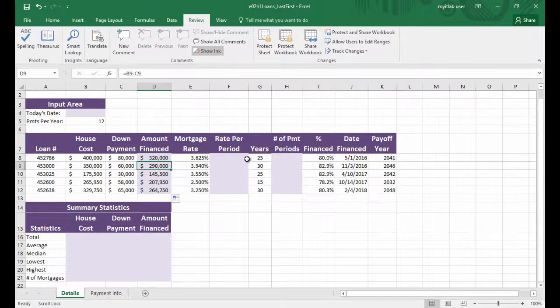The second formula calculates the rate per period by dividing the annual mortgage rate by the number of payments per year.